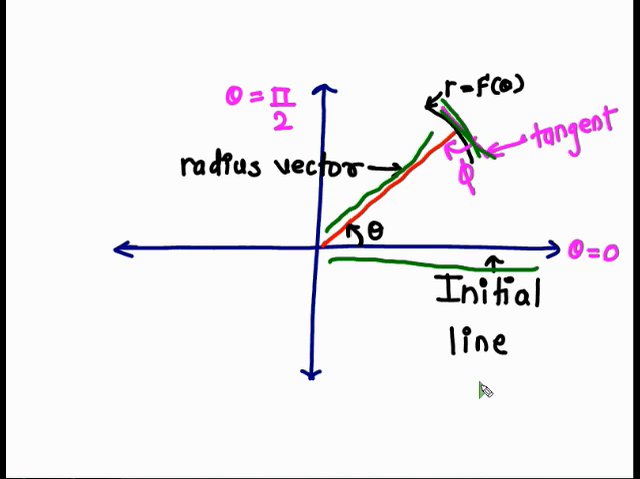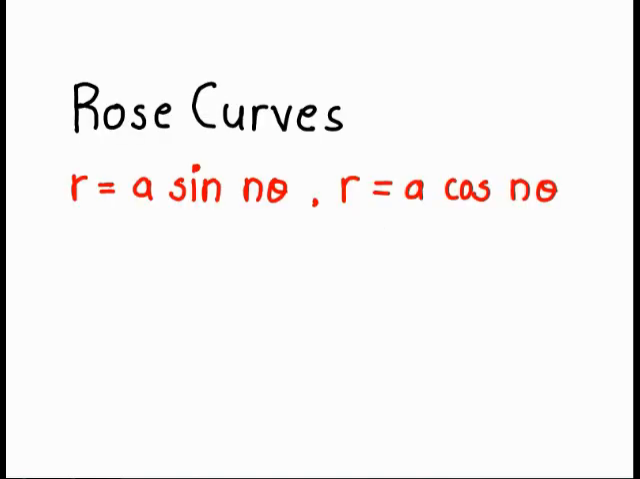Basically the polar curve depends upon the value of r and the value of theta. Now what is a rose curve? For a rose curve, there are basically two types of equation: r is equal to a sin n theta and r is equal to a cos n theta.